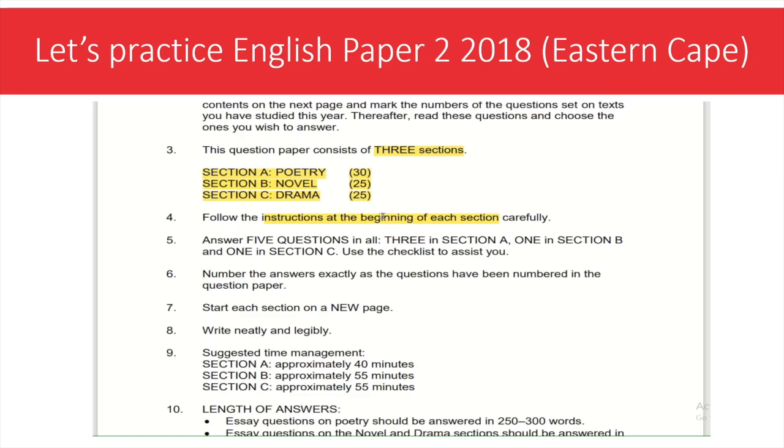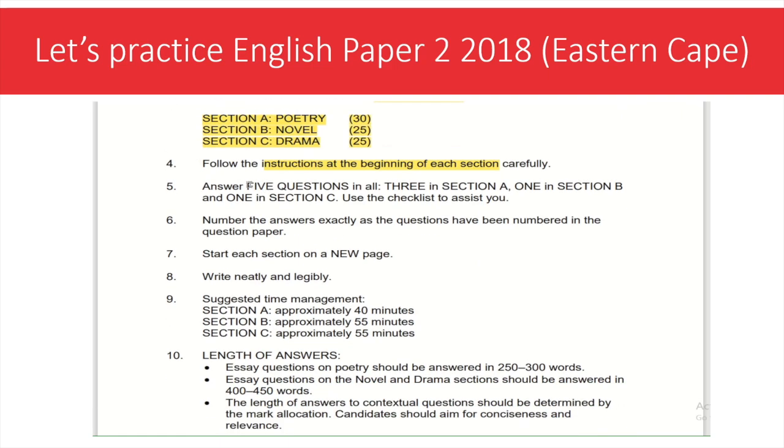Now, here becomes the confusing bit, but it's actually not that bad. So you need to answer 5 questions in total. You need to choose 3 questions in section A, 1 question in section B, whether that be the contextual or the lit essay, and then you need to choose 1 question in section C also, whether it be the contextual or the lit essay.